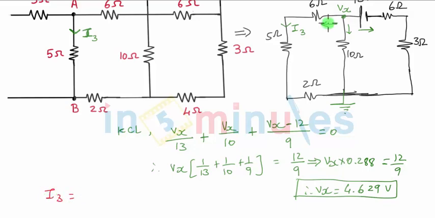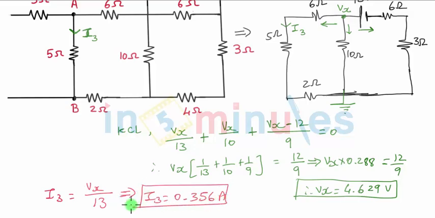You can see that I3, which is current through this branch, will be nothing but Vx divided by the total resistance of 6 plus 5 plus 2. So I3 will be nothing but Vx upon 6 plus 5, which is 11, plus 2, 13. That's the current we had also written here. So Vx by 13 is going to be nothing but 0.356 amperes. So that's my third value for the current I3.